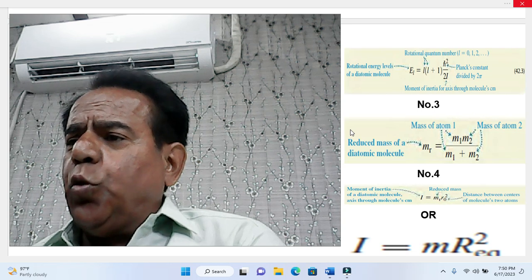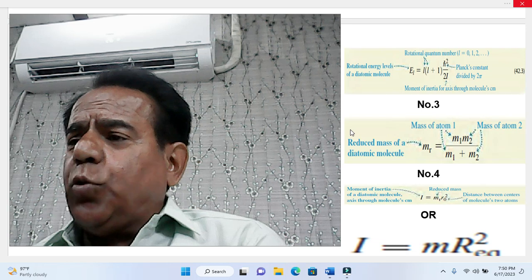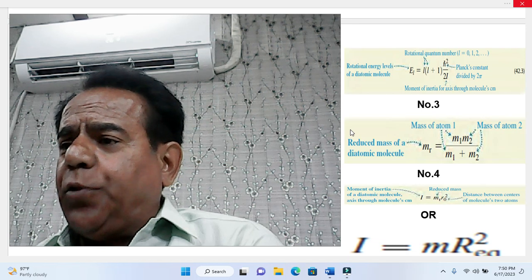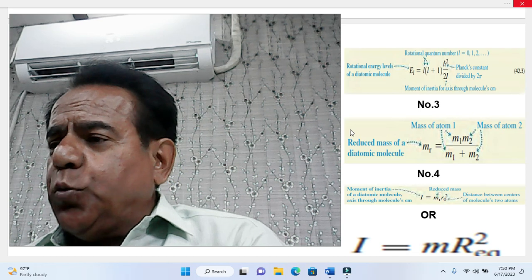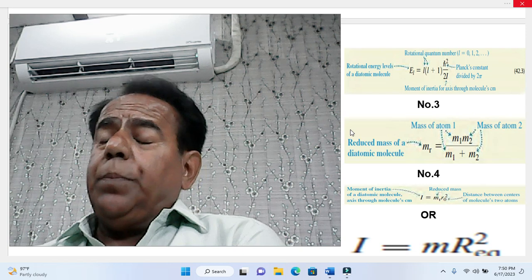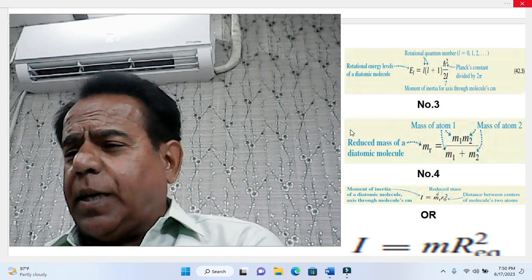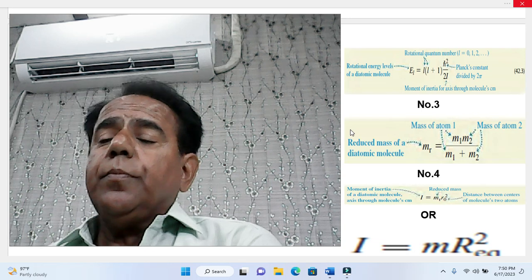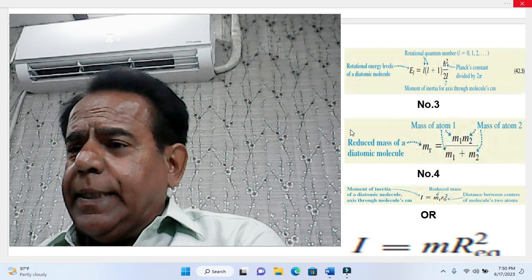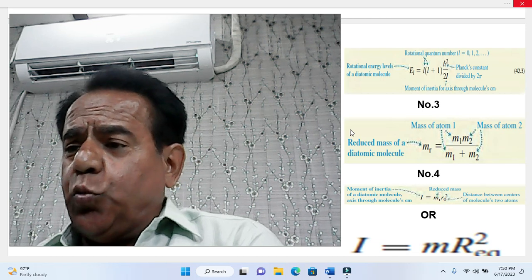Okay. Moreover, ħ is Planck's constant divided by 2π, and I is the moment of inertia for the axis through the molecule's center of mass. Helping tool number 3 is about the reduced mass of a diatomic molecule. Helping tool number 3 deals with the reduced mass of a diatomic molecule.